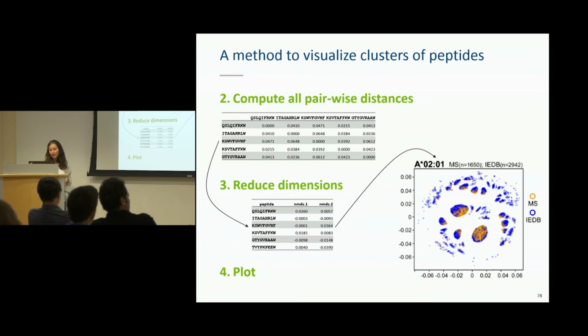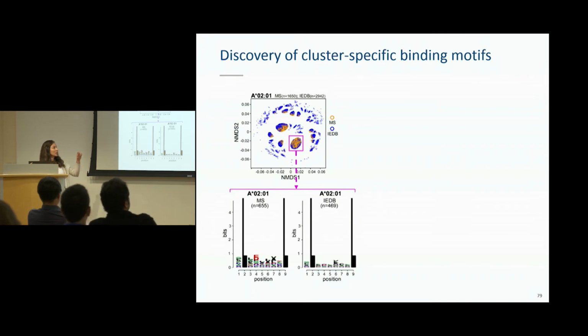And now we can ask very particular questions about what are the binding motifs of each particular cluster of peptides. So if you look at that well-pronounced cluster in the middle here, we can look at the logo plots, for the MS data and for the IDB data, and we can see that we have leucines at both anchor positions, which makes sense. This is one of the well-known binding motifs.